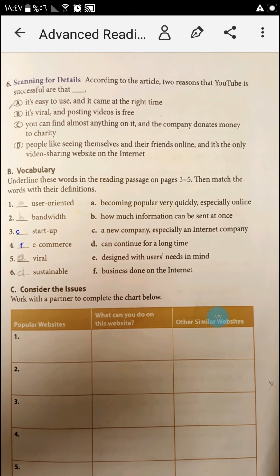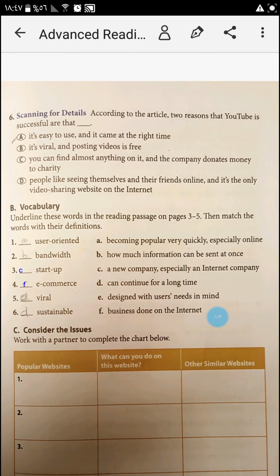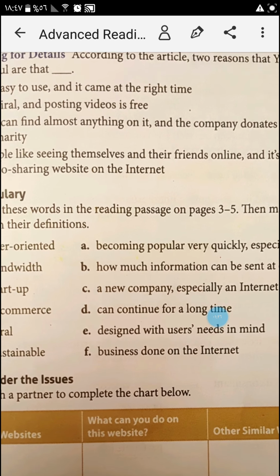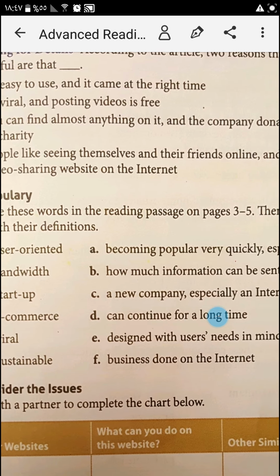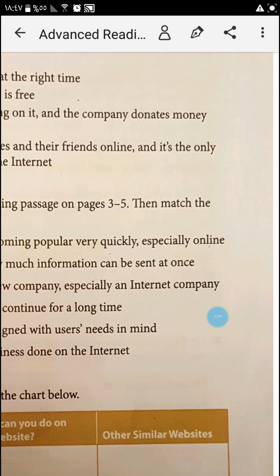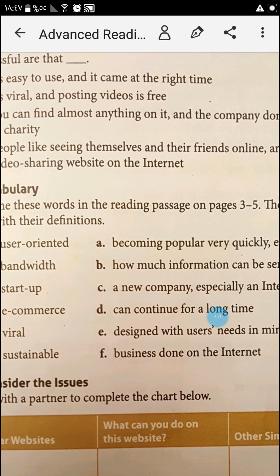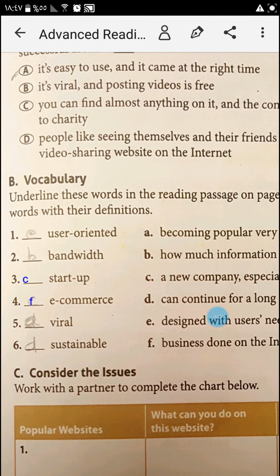Here we continue with the answers for exercise number 1, and in B we have vocabulary. Underline these words in the reading passage on pages 3 to 5, then match. I have done only the matching for you.